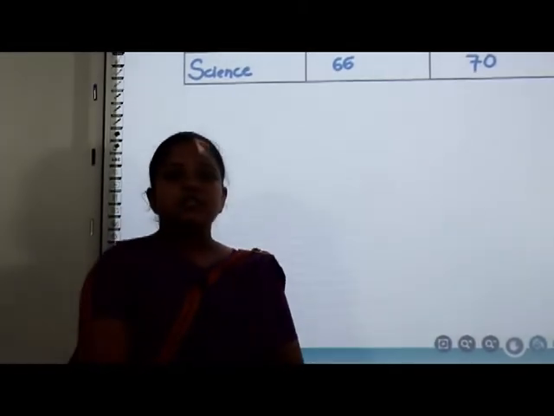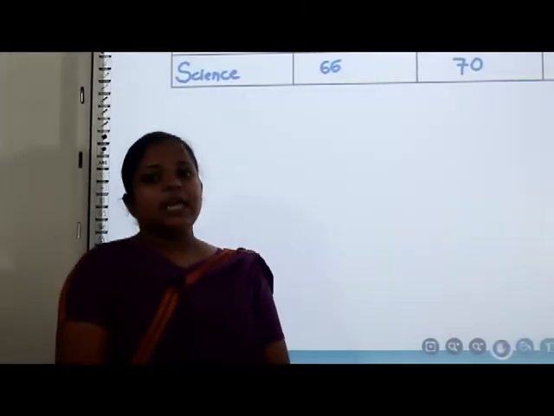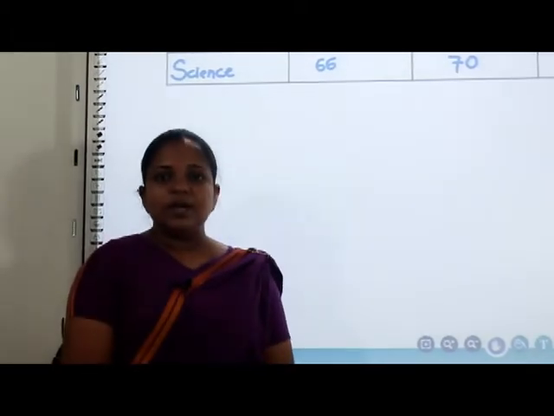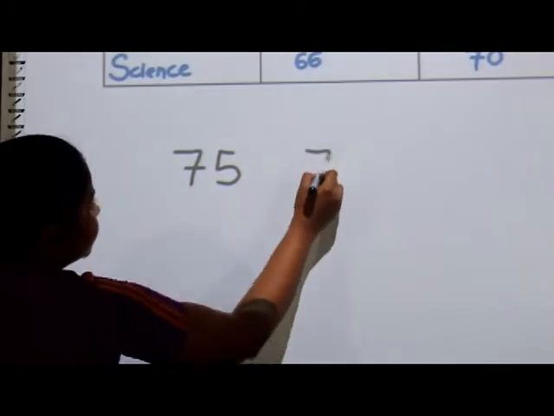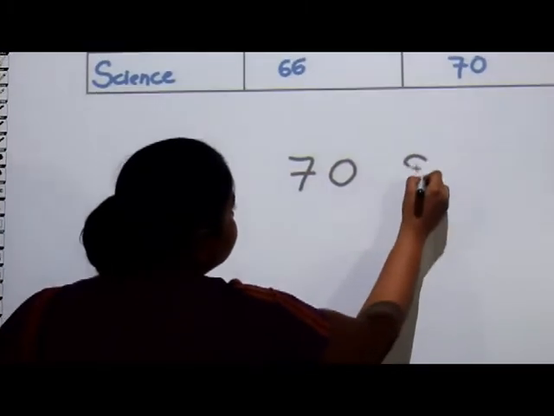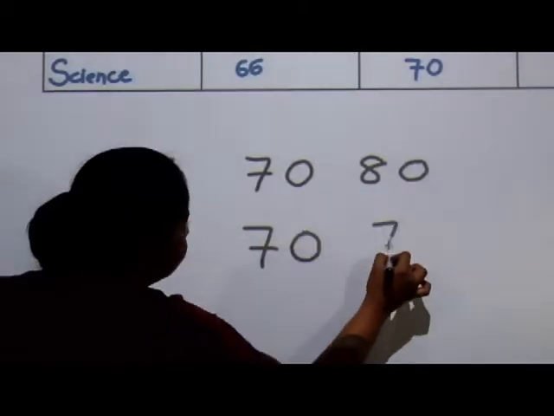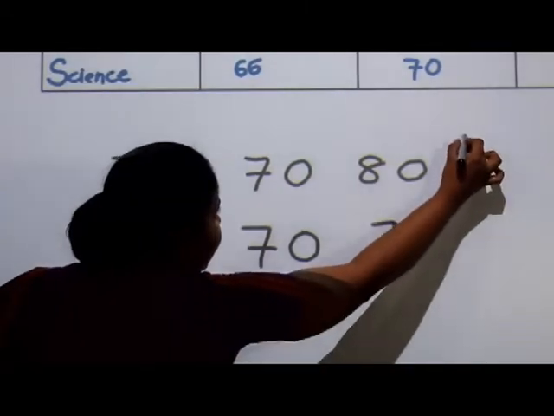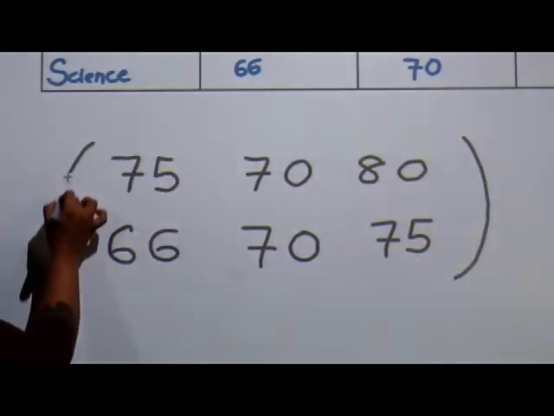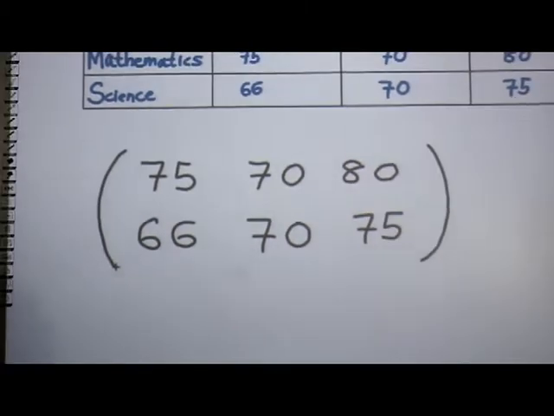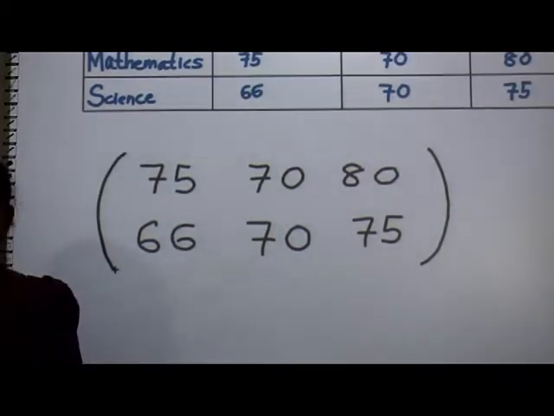That means we are going to write these numbers in columns and rows. You know what are columns and rows? We write these numbers in this manner. 75, 70, 80, 66, 70, 75. And here you have to put a bracket, and we don't put any commas in between the numbers.